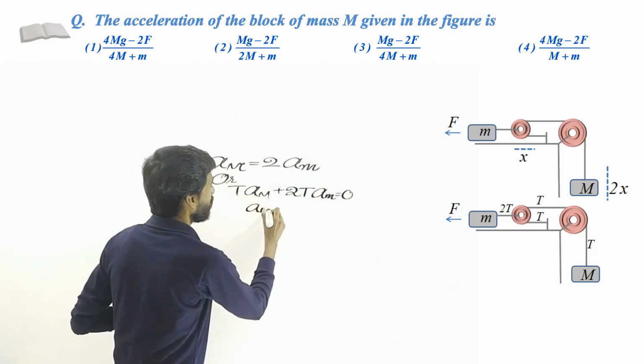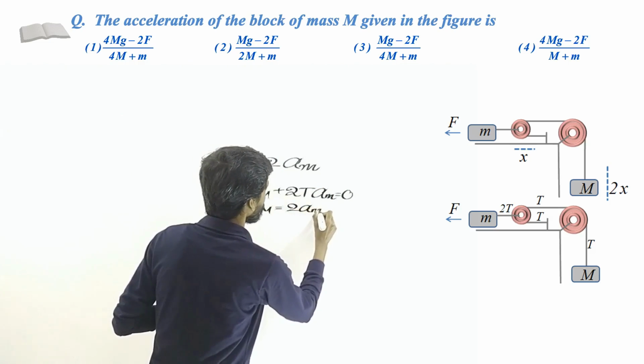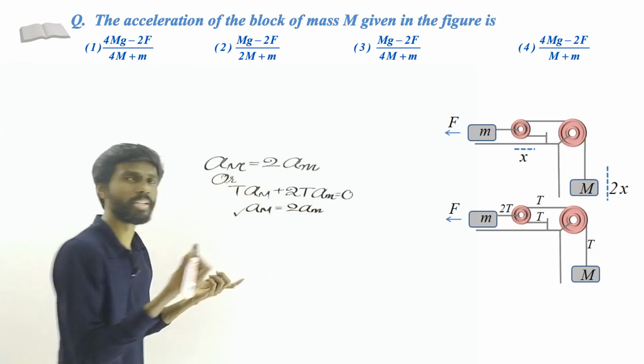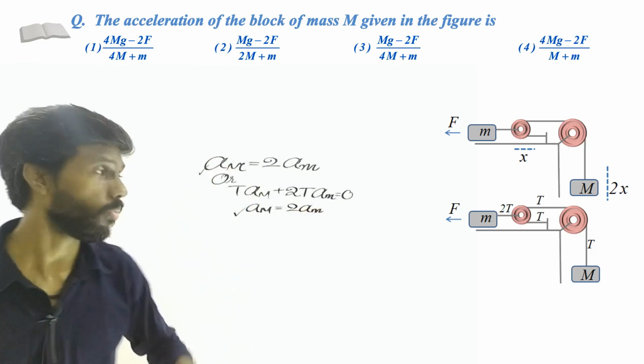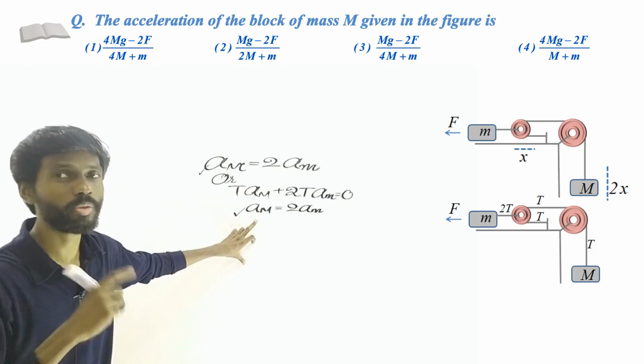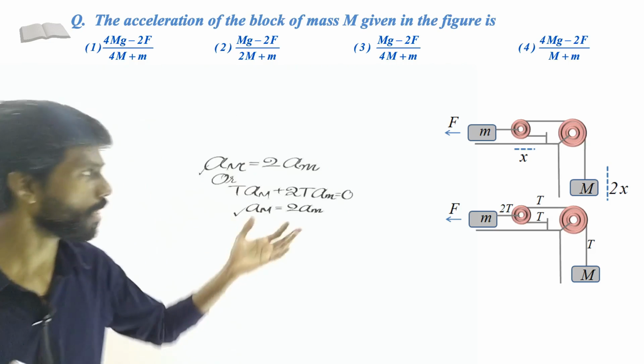Dividing by T, am equals, actually negative, but we want only the magnitude, 2 times the acceleration of M. So either you can use this method or this method, you can get the relation. One of these blocks moves with twice the acceleration of the other one. Okay, done. Now we have to use our equation.